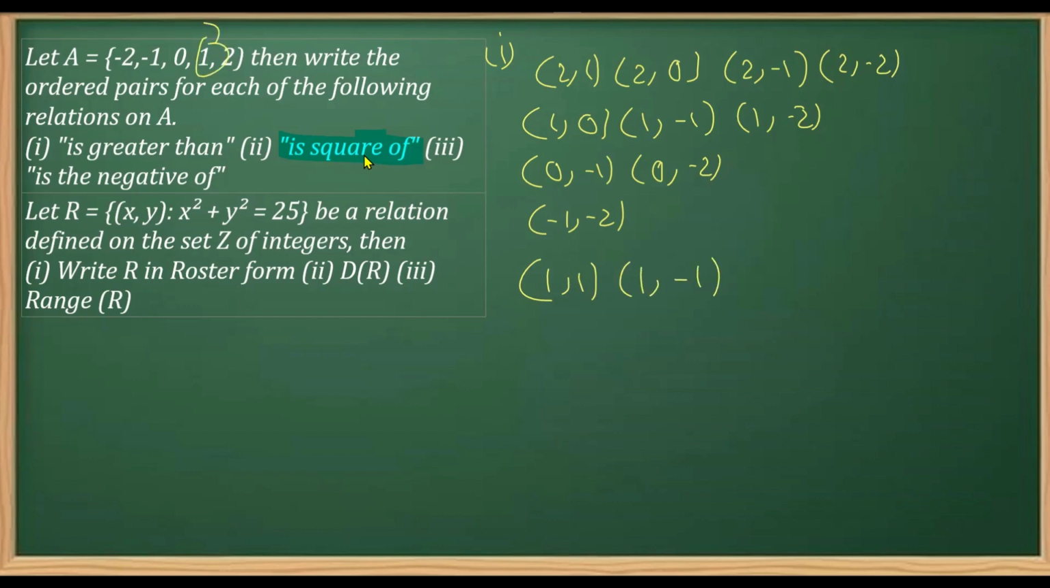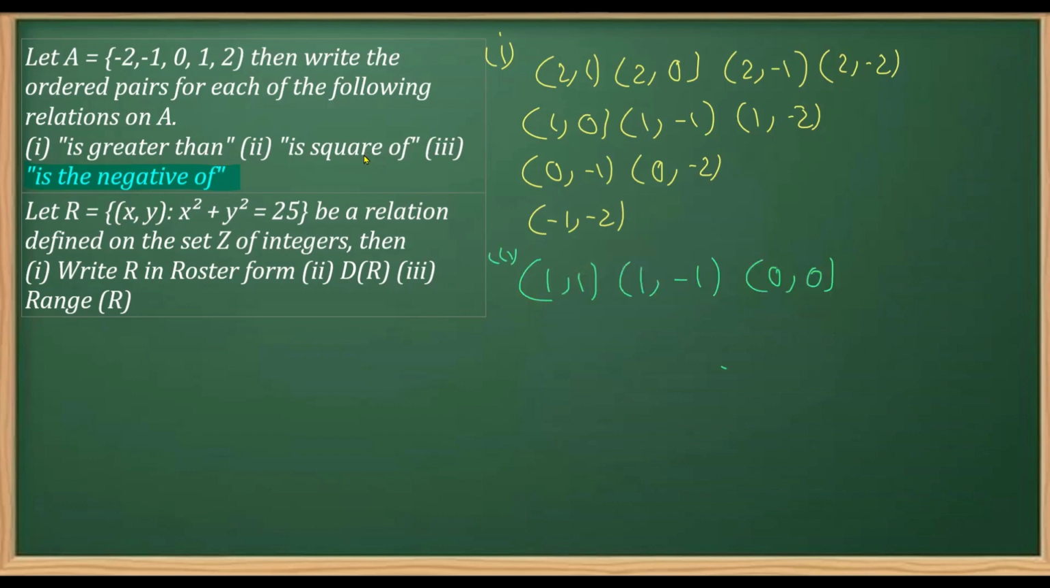1 is the square of minus 1. Further, you know that 0 is the square of 0. That will also go. And minus 1 cannot be, and negative numbers are not squares of any number. Now next is "is negative of". So this was our second part. This I did, the second part over here.